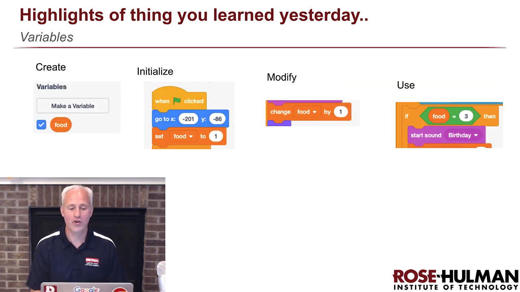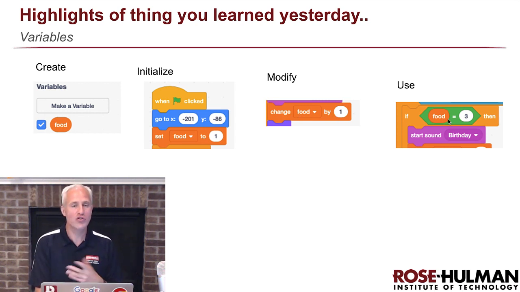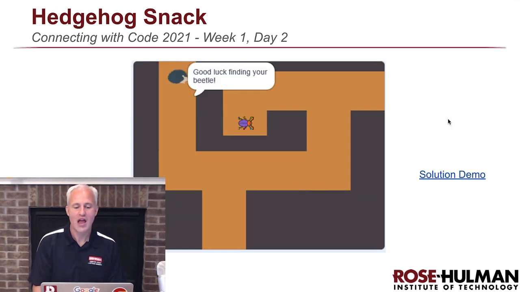And then the last thing we learned about was variables. So last time we learned about variables, you had to create the variable. You usually would initialize it. You would regularly modify a variable because it's got to change if it's a variable, right? And then you have to use it somehow in your program. And so those are some skills we learned last time. And we're going to learn new skills this time.